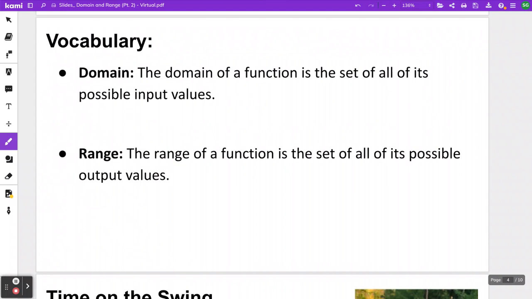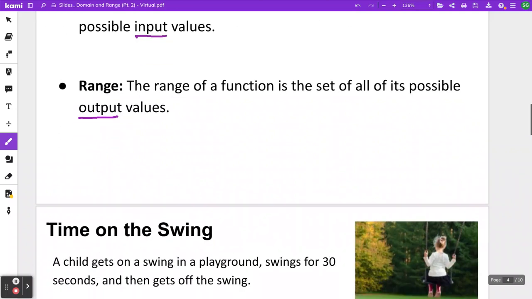We use these on the warm-up. The domain of a function is the set of all of the possible input values. Here, the word input is really important. And then the range of a function is the set of all the possible output values. And so again, we're going to be identifying domain and range, focusing in on graphs. This lesson is also going to be really great practice for everything we've learned about with graphs of functions. We're going to be combining a lot of different skills from this unit.